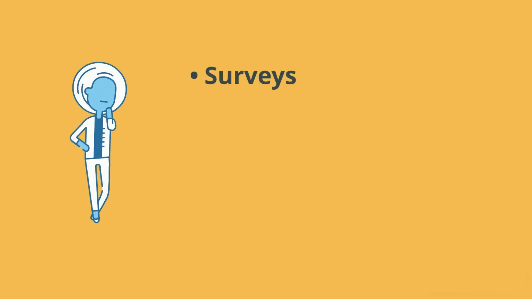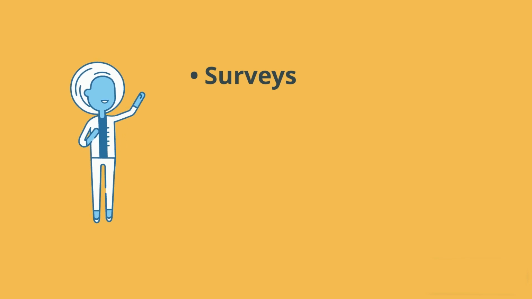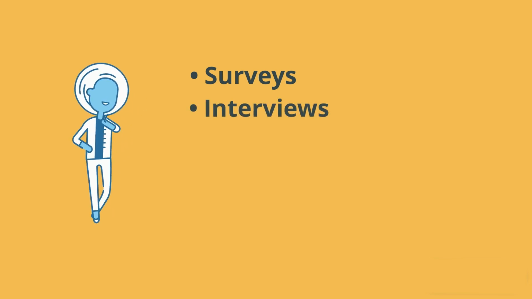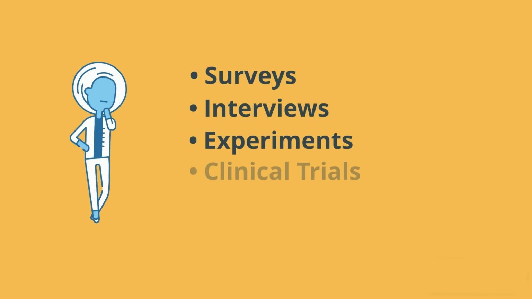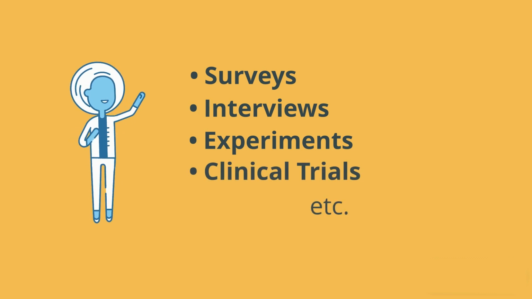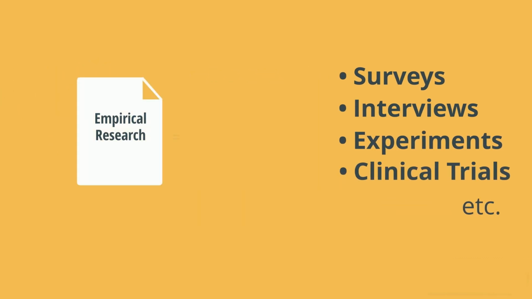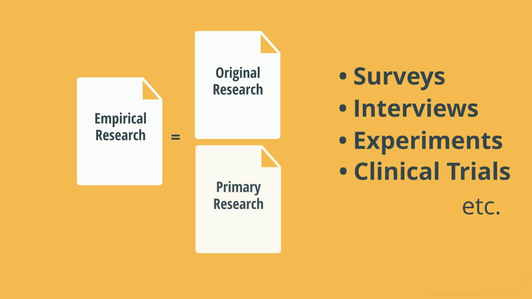Surveys are a common tool used in empirical research, but you might see other methods such as interviews, experiments, clinical trials, and more. Empirical research articles are also known as original or primary research.